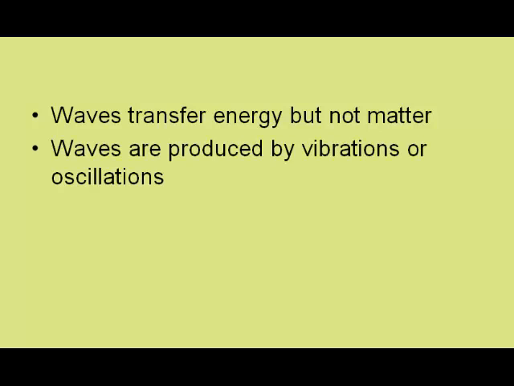Also, waves are produced by vibrations or oscillations. Let us first look at this situation where the lines could represent the coils of a slinky spring. The spring is being moved back and forth like this at this end, so the coils will go back and forth like this, or here, like this. So this is the direction of vibration of the coils.